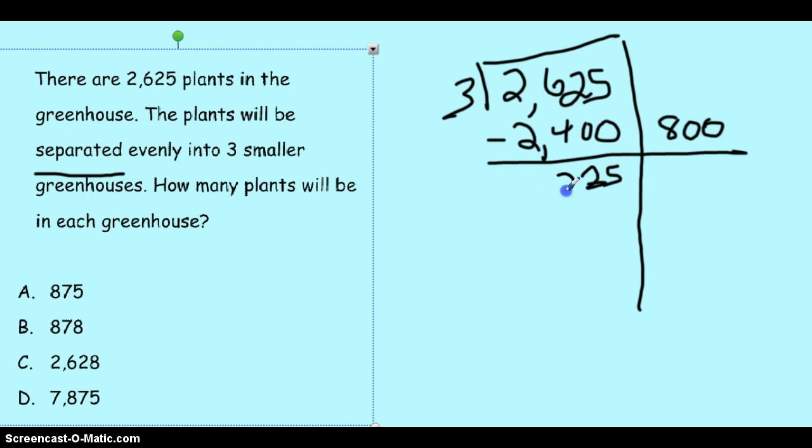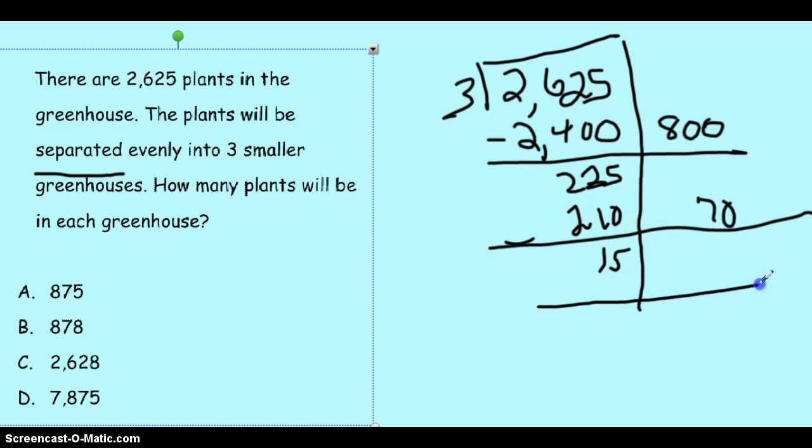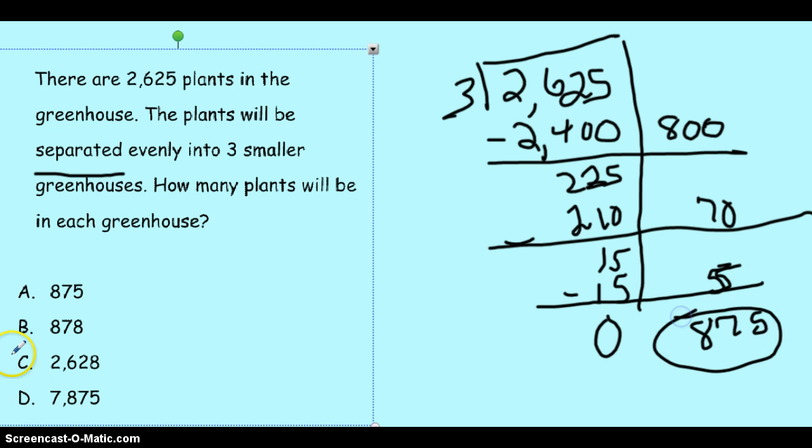So that leaves me 225. So now I can't do 100, but I'm going to try 70 because I know 3 times 7 is 21. So that would be 210. That leaves me 15. Now that's a simple multiplication fact. And 3 times 5 is 15. Leaves me no remainder. Okay, so that would be a total of 875. Okay.